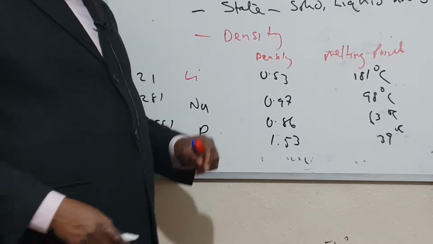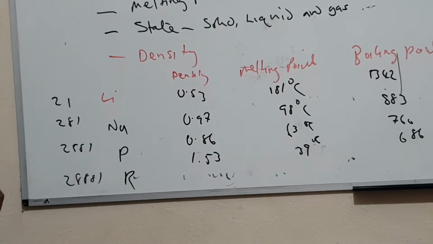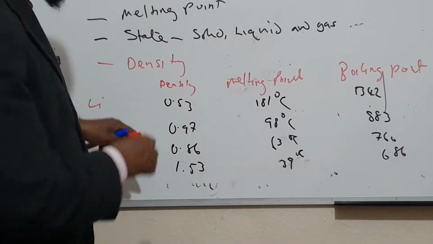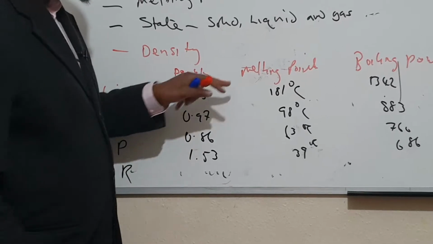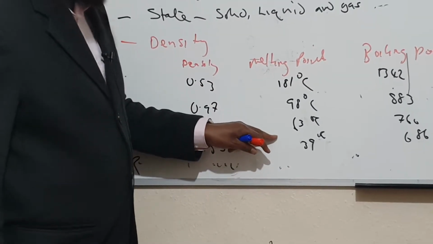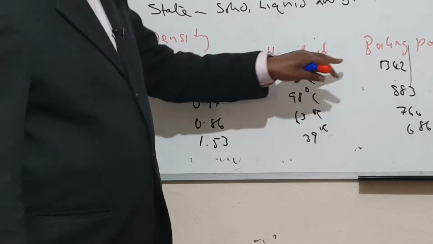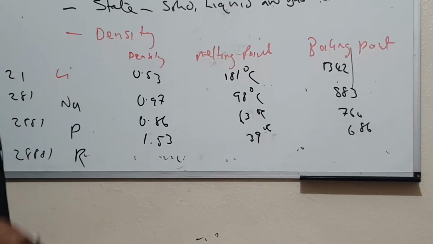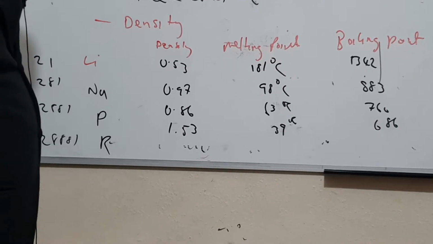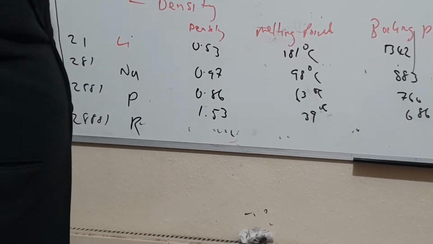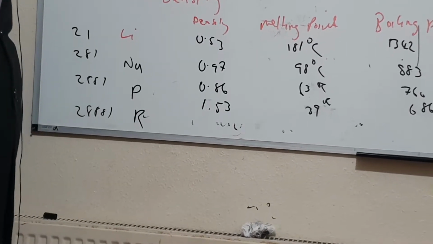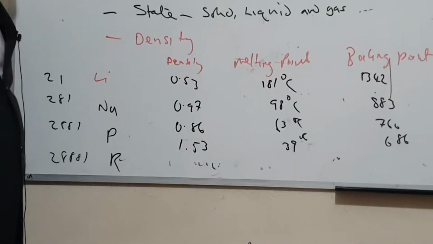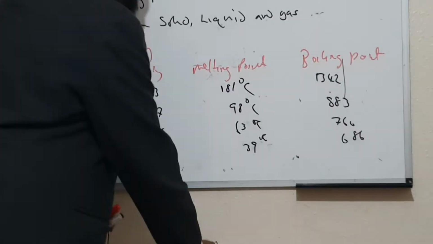Now look at the melting point. So as you go down, the density increases, but as you go down, the boiling point decreases. The melting point, the boiling point also decreases. Why? What do you think? There's also a characteristic. It must relate to the nature of the atom itself. Let me explain that one.